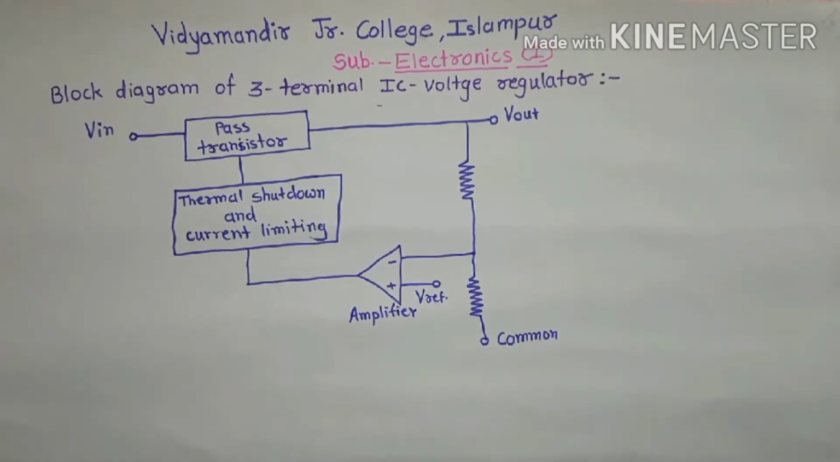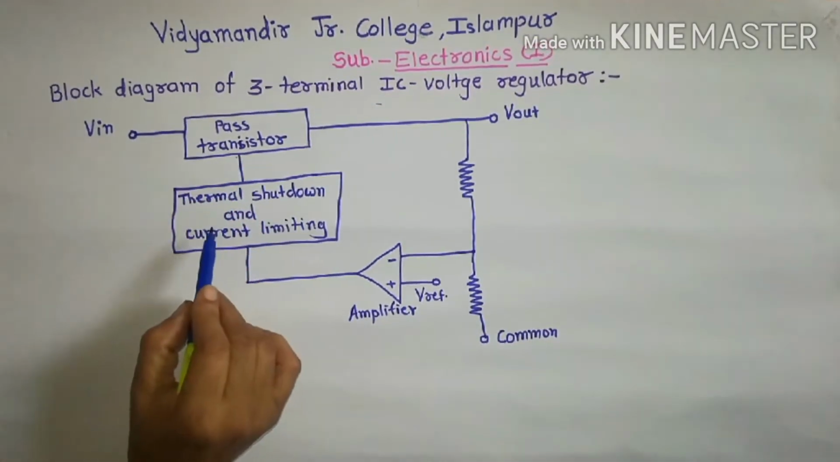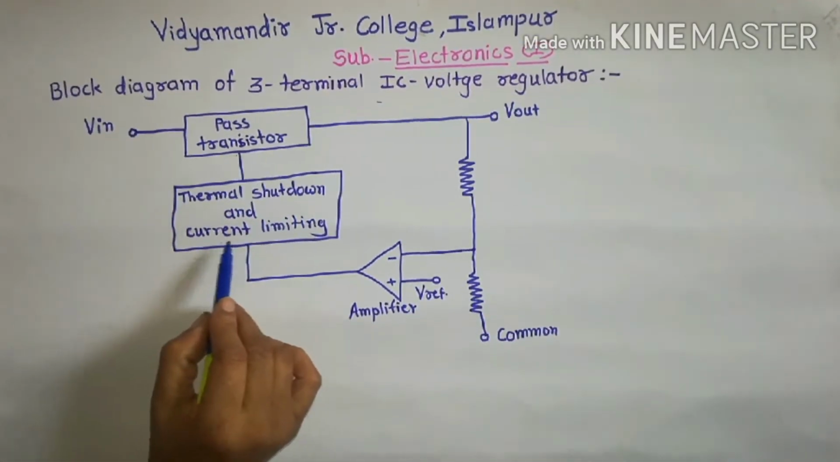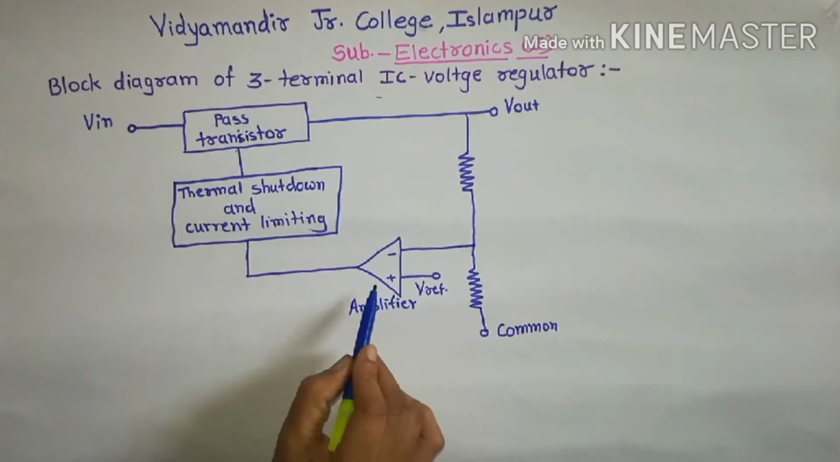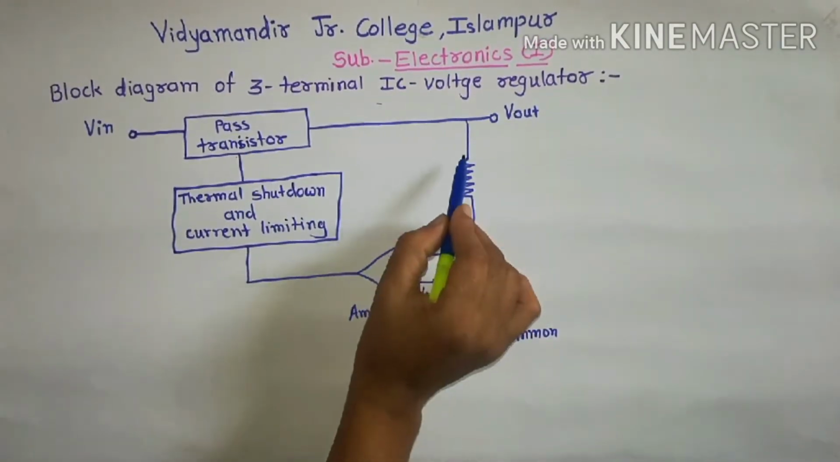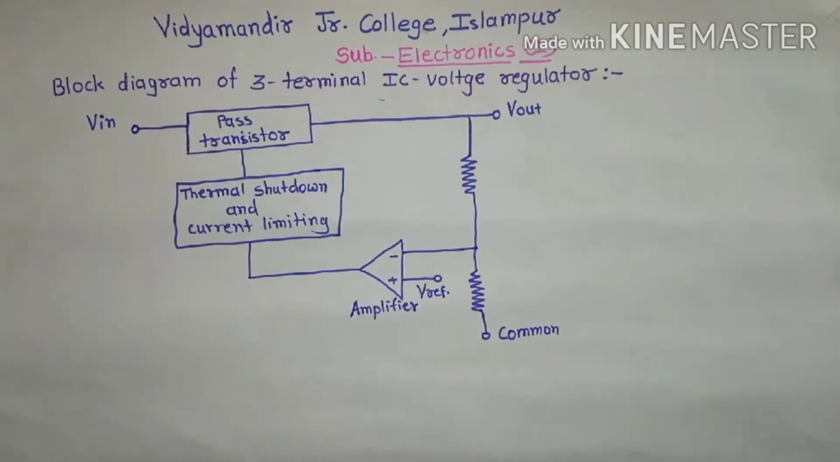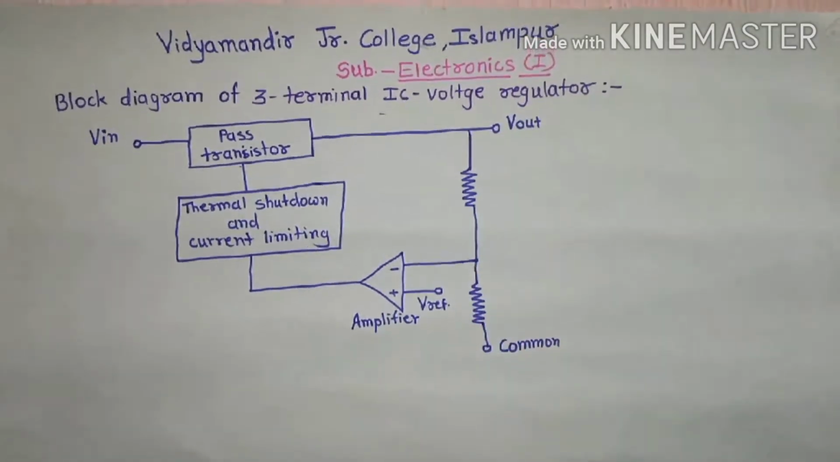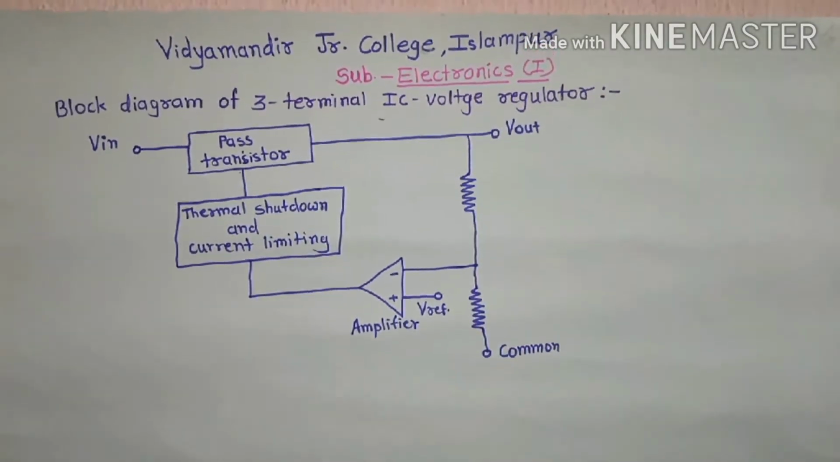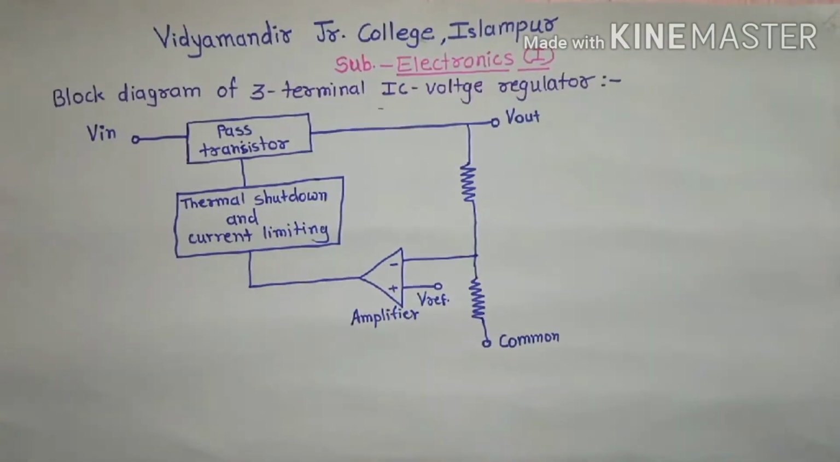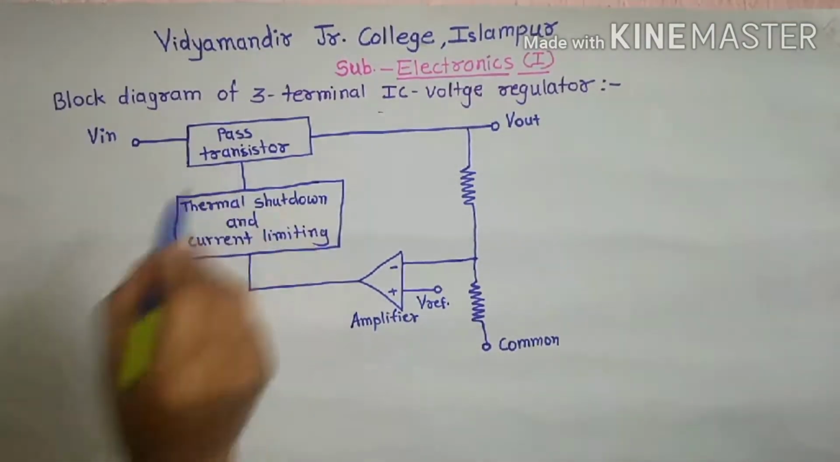In the figure we show the block diagram of the 3-terminal IC voltage regulator. It consists of a pass transistor, then thermal shutdown and current limiting, then an operational amplifier and a voltage divider using resistors. The terminals are input, output and common. The first block is the pass transistor.